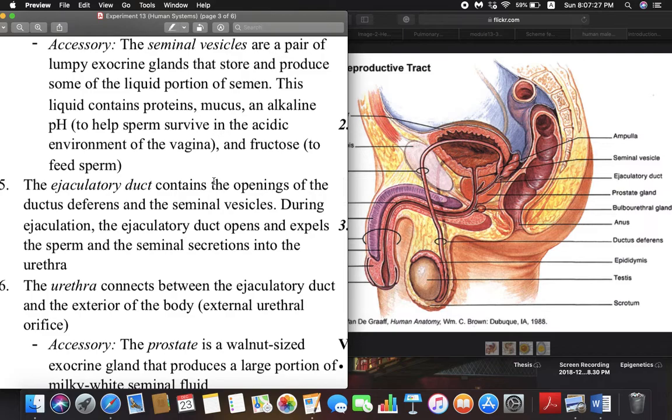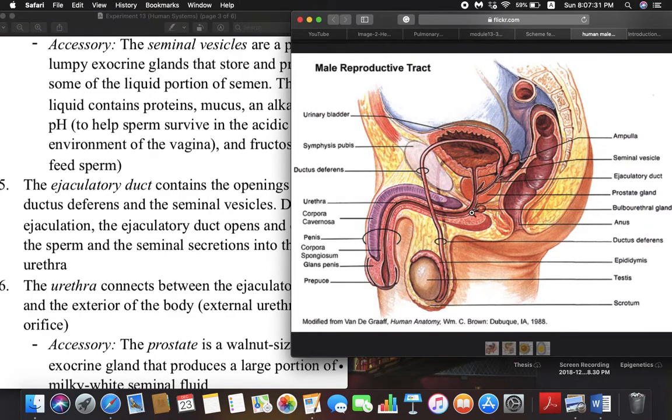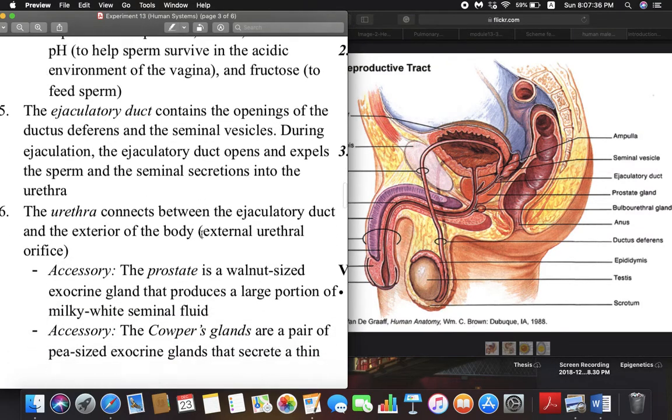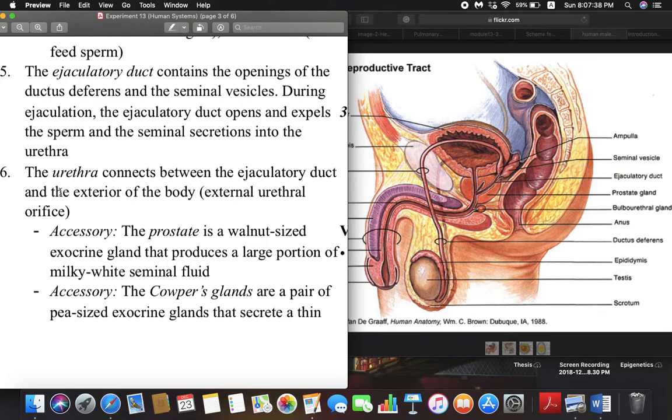After the ejaculatory duct, the semen moves to the urethra. And the urethra, as we can see here, connects the ejaculatory duct and the outside of the body, which is the external urethral orifice.